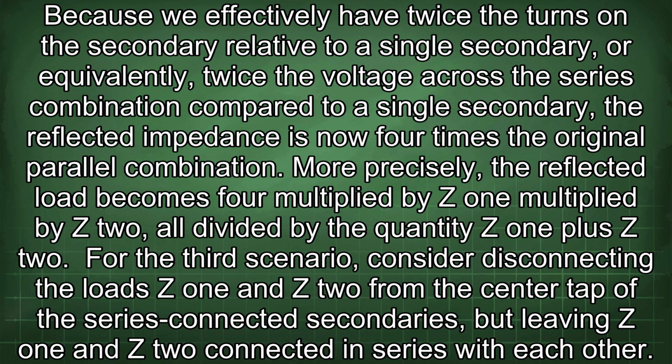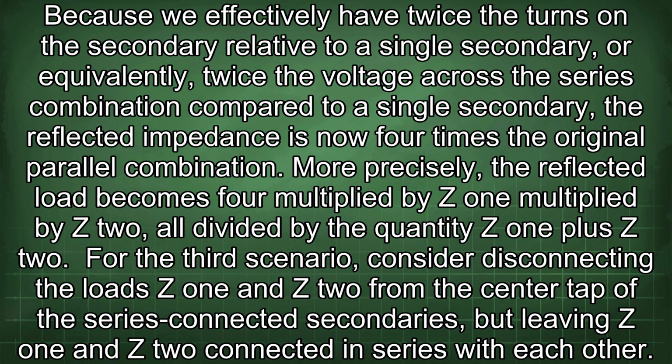Because we effectively have twice the turns in the secondary relative to a single secondary, or equivalently twice the voltage across the series combination compared to a single secondary, the reflected impedance is now 4 times the original parallel combination. More precisely, the reflected load becomes 4 multiplied by Z1 multiplied by Z2, all divided by the quantity Z1 plus Z2.